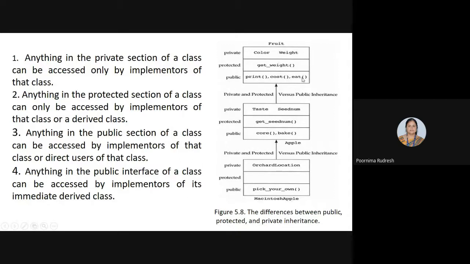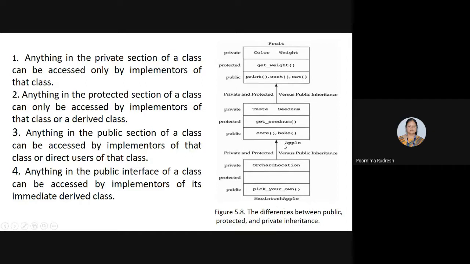Understood? Hence, the implementers of the apple class and the Macintosh class can access the get weight. Okay, along with the implementers of apple and Macintosh apple, implementers of fruit class can also access the get weight. It is declared in the protected section. Similarly, the get seed number, which is present in the protected area of apple class, can be accessed by the implementers of apple class as well as the implementers of Macintosh class.